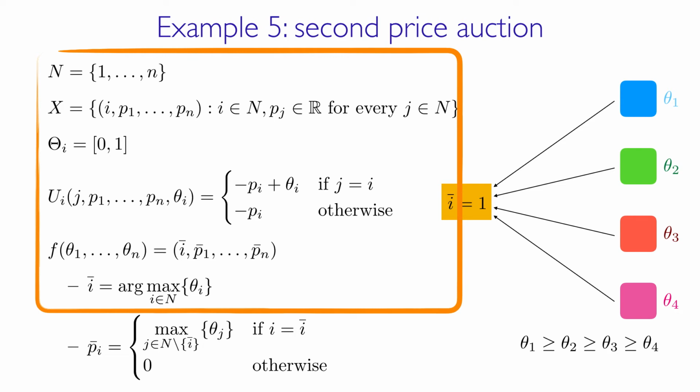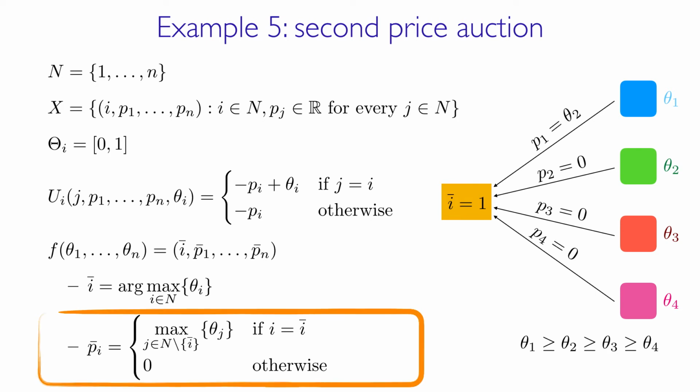Finally, the last example. The setting is as before. The only difference is related to the definition of the payments. More precisely, the winner pays the maximum type of the other players, that is, the maximum of all the players except herself. So in this case, the second highest type is that of player 2.